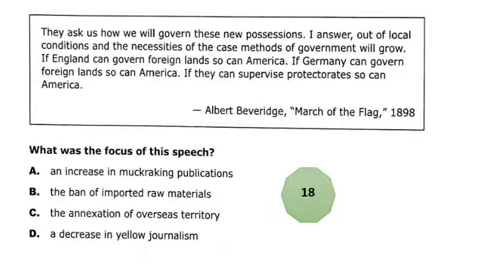Question 18. What was the focus of this speech? It's Albert Beveridge. Maybe you remember from your notes who he was. He was an interventionist, and we read parts of the speech in class. They ask us how we will govern these new possessions. What are the new possessions? The Philippines, Guam, Puerto Rico. And if England can govern foreign lands, so can America. So we're talking about building an empire. If Germany can govern foreign lands, so can America. So what is the focus of this speech? We talk about new possessions and why we should take them. Possessions, overseas territory.